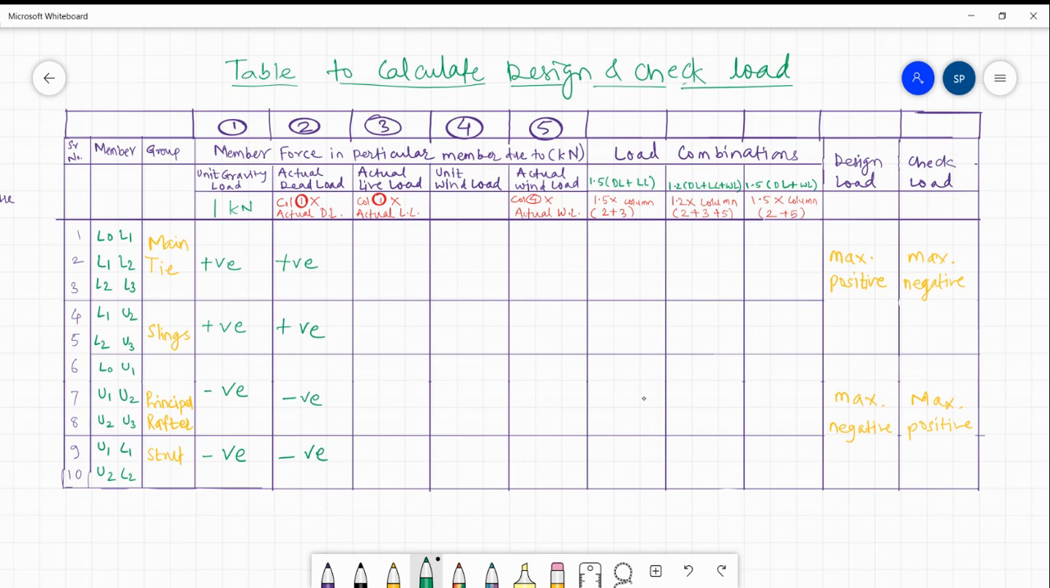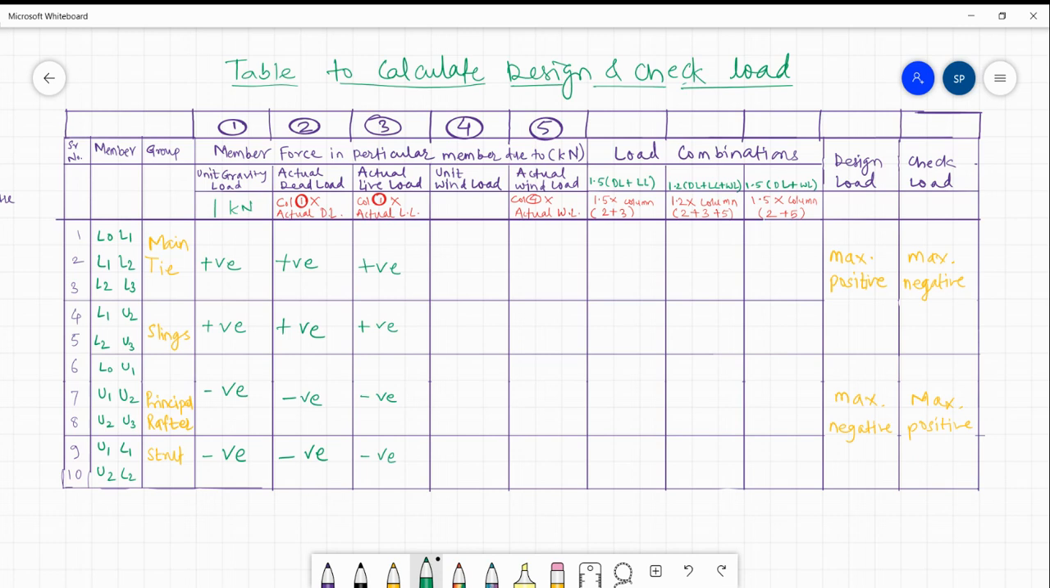The next column, column number 3, you will get after multiplying column number 1 values with the actual live load. After following the steps of IS 875 part 2, whatever actual live load you arrive at, that value multiplied by column number 1 values will give you the values to be entered in column number 3. Similar to the previous two columns, for main tie and slings the values will be positive, and for principal rafter and strut these values will be negative.